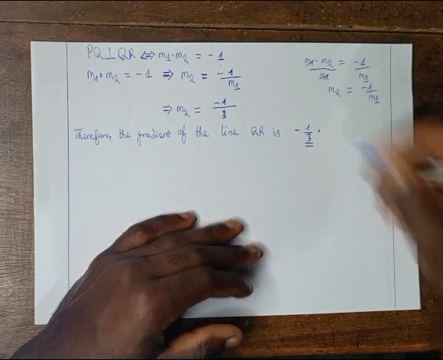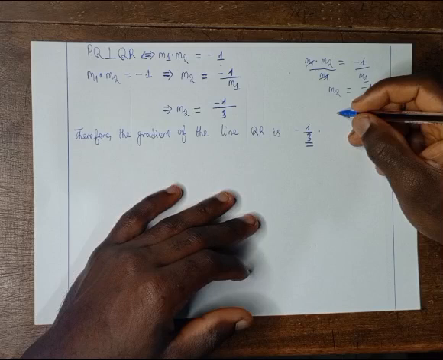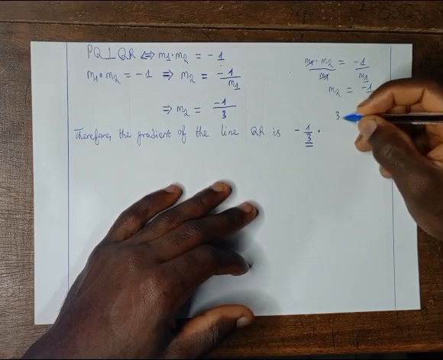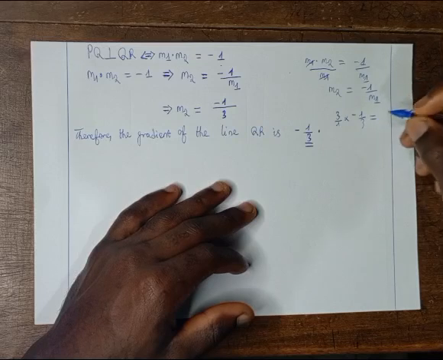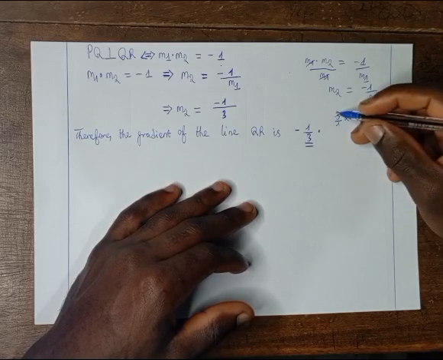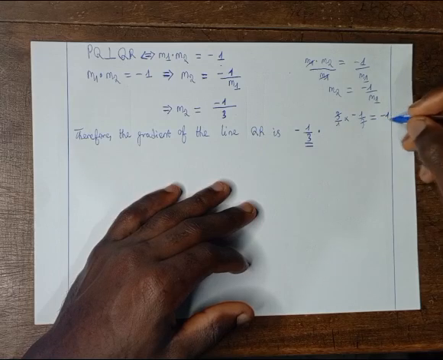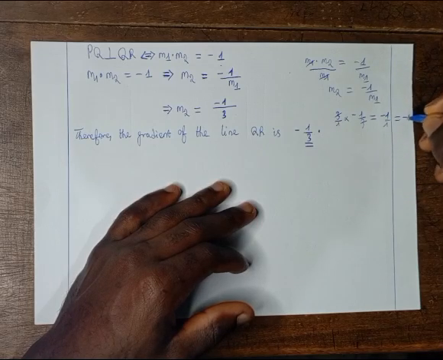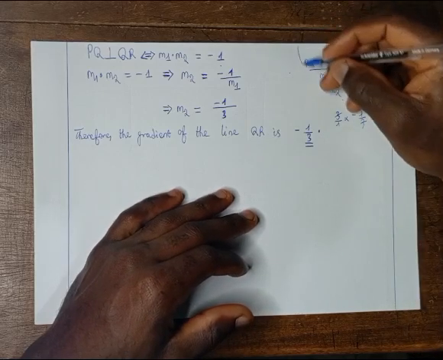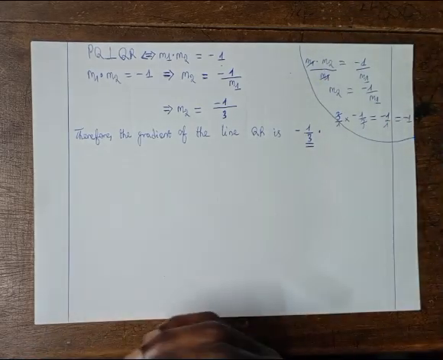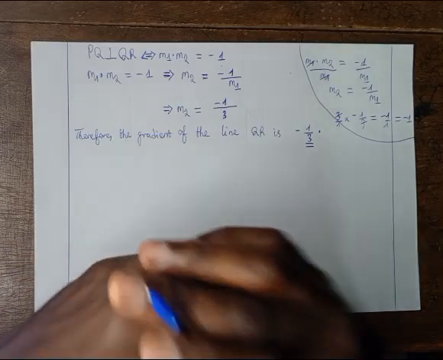Underline the result. We can verify. The gradient of the line PQ, m1, is 3 over 1, times -1/3. This will simply give us, 3 will cancel 3, 1 times -1 gives -1 all over 1, which is equal to -1. It proves that the two lines are perpendicular. Take note: if two lines are parallel, then those two lines have the same gradient.